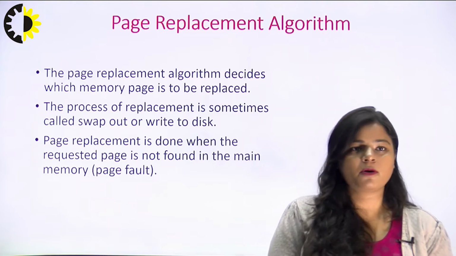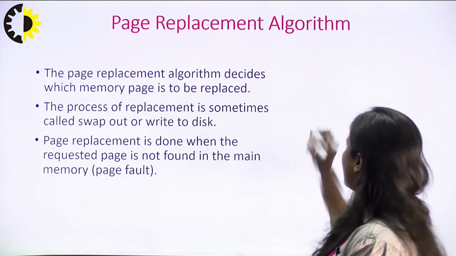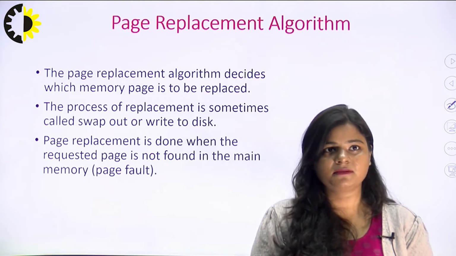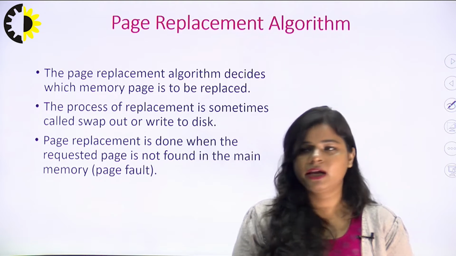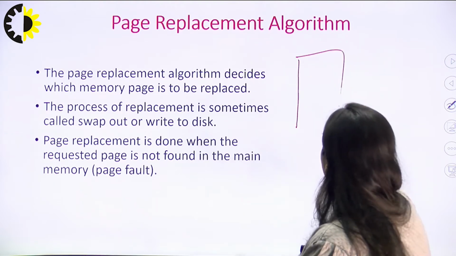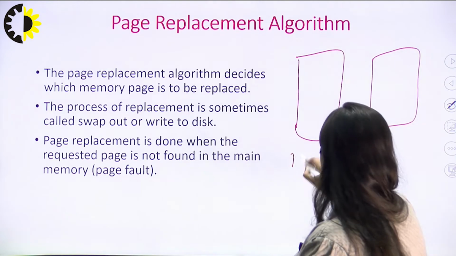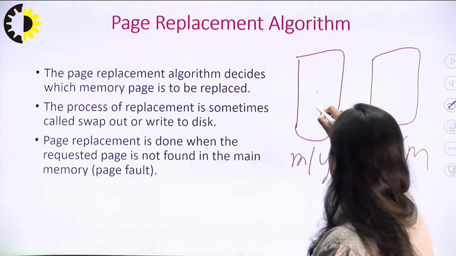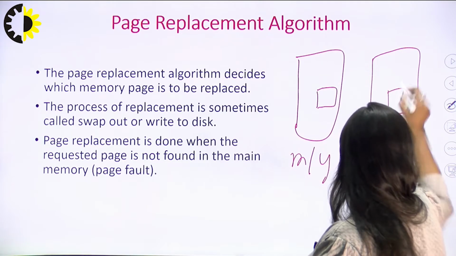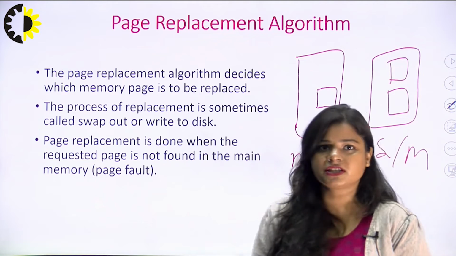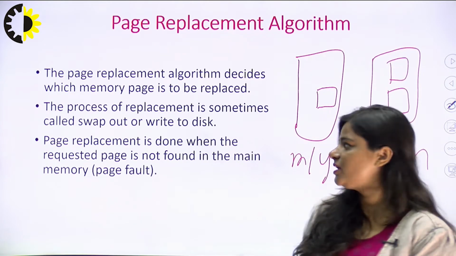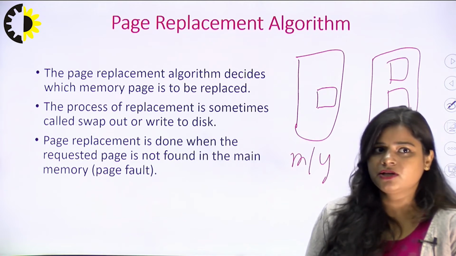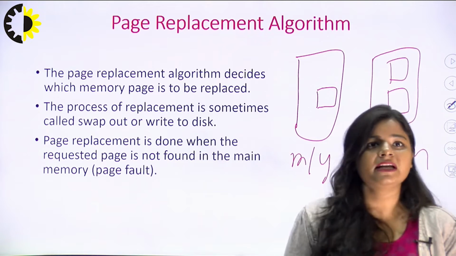If I am talking about the page replacement, it means that we are replacing pages from one memory to another memory. It can be from main memory to our secondary memory. We have some pages stored in our secondary storage, and whenever we want to execute our pages, we have to take them from secondary memory and put them into the main memory. So this process is basically called swap in and swap out.